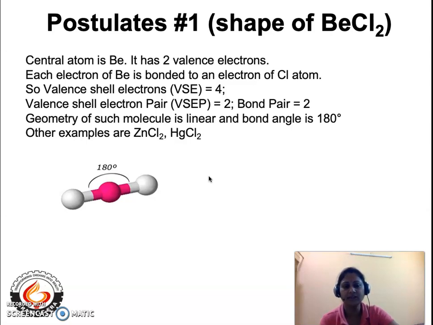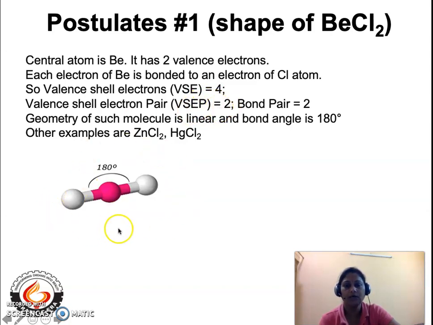Before we predict the shape or the geometry of covalent molecules, we must know how many electrons are involved in the valence shell of that particular molecule. That means how many valence electrons the central atom has and how many electrons there are for the surrounding atoms. That is the valence shell electrons. After knowing the valence shell electrons, we must know how to calculate the valence shell electron pair. Just divide the valence shell electrons by 2. That will give the figure of the valence shell electron pairs.